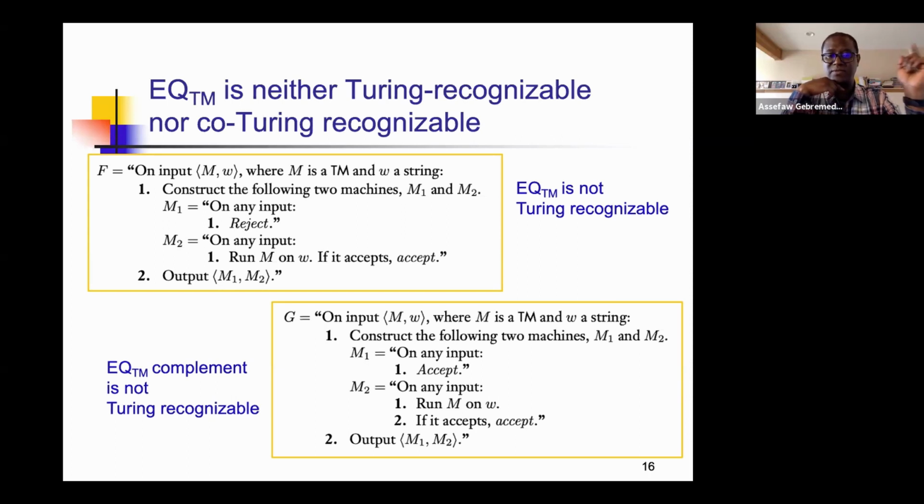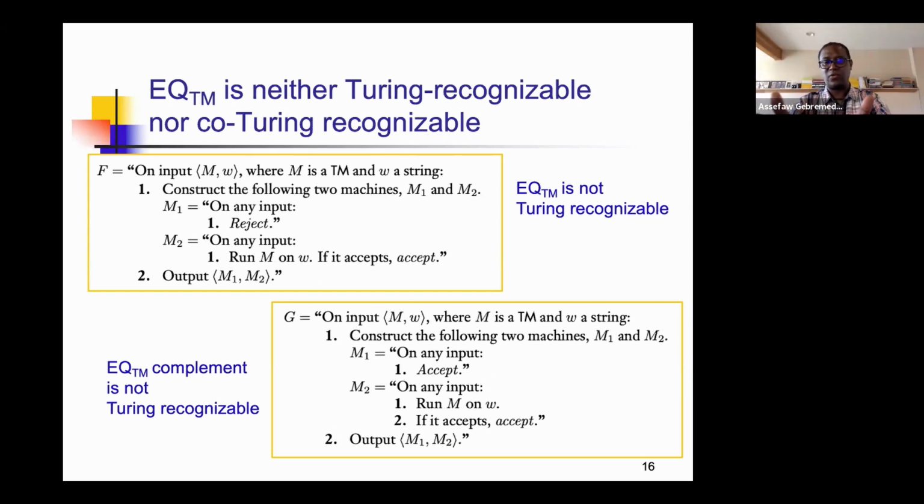And the difference comes, and we will call this function that will reduce, just like what we did from ATM into this one, F, to show that EQTM is not recognizable. To show that its complement is also not Turing recognizable, we are going to produce that mapping reducible function, and we will call this one G, and it will do almost the same thing as F does, except that it will do something different in the first step. In fact, it's not something different, it will be something opposite, because this one is a complement after all.